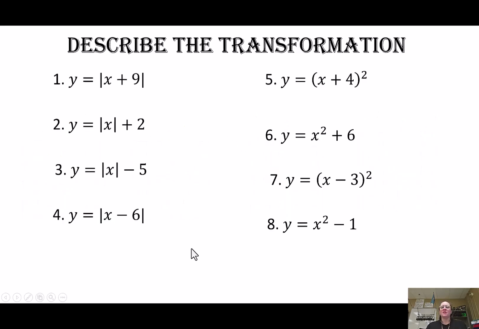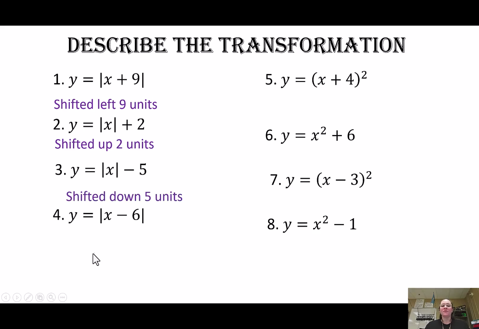Okay, so now let's look at a few examples of just describing the transformation. Looking at number 1, we got y equals the absolute value of x plus 9. We're adding 9 inside the absolute value, so we're going opposite direction of what we think. That means we're shifted left 9 units. Looking at number 2, y equals the absolute value of x, plus 2. The 2 is outside, so we are moving our graph up 2 units. And our third one, y equals the absolute value of x, minus 5. Okay, we're outside the absolute value, so we're shifting down 5 units.